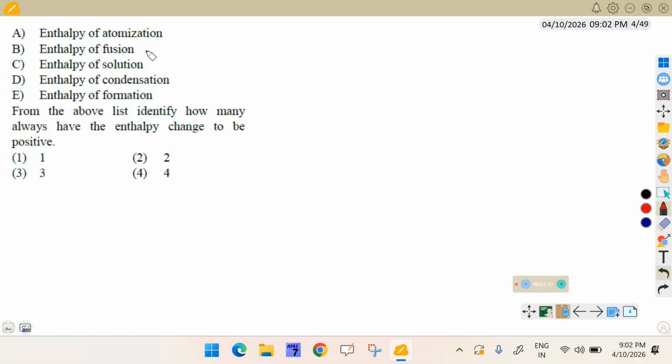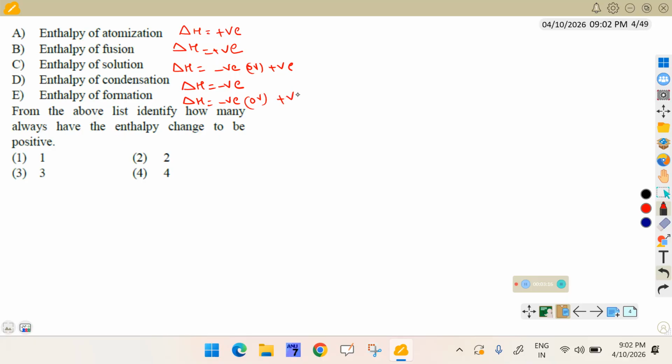Enthalpy of atomization, the value of delta H is positive. Enthalpy of fusion, the value of delta H is positive. Enthalpy of solution, the value of delta H may be negative or positive. Enthalpy of condensation, the value of delta H is always negative. Enthalpy of formation, the value of delta H is negative or positive.